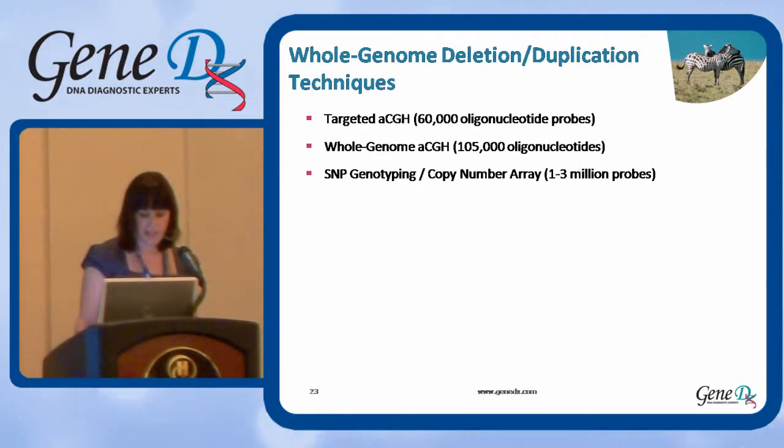I will address first targeted array CGH. Oh, I'm sorry, I actually will first be discussing whole genome array CGH, and then move on to targeted array CGH, which is just a smaller version with oligonucleotide probes as well. And then just briefly, I will touch on SNP genotyping.